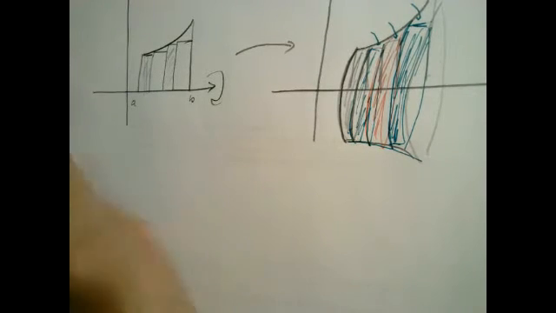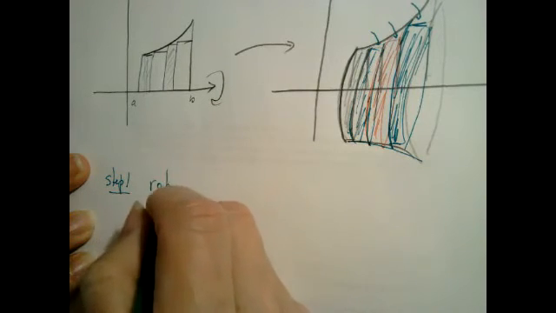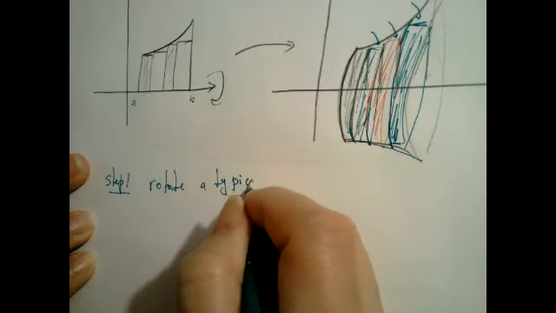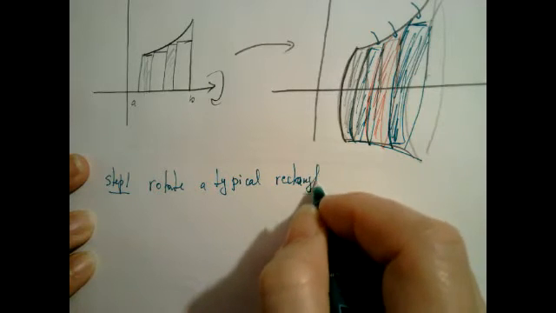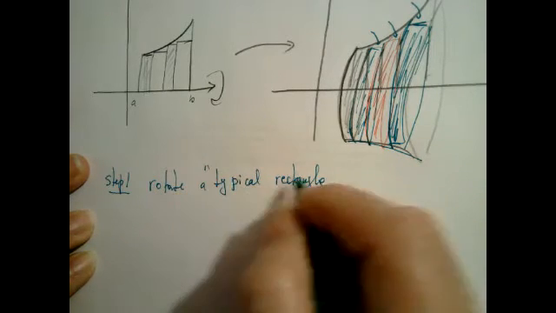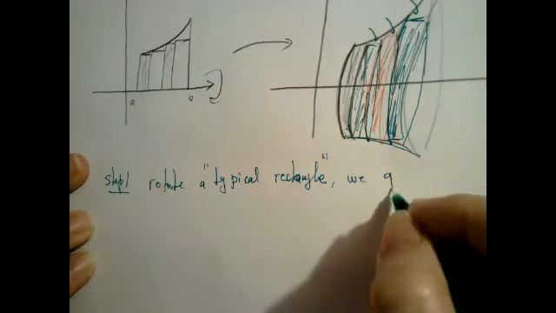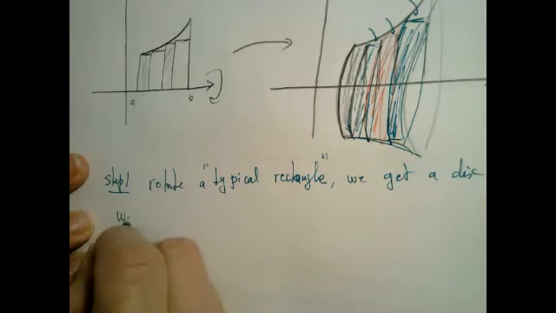So step 1, we're going to rotate a typical rectangle. We will get the disk, and we will find its volume.